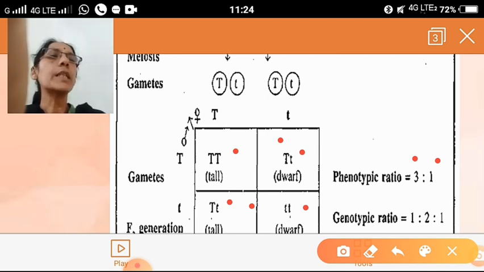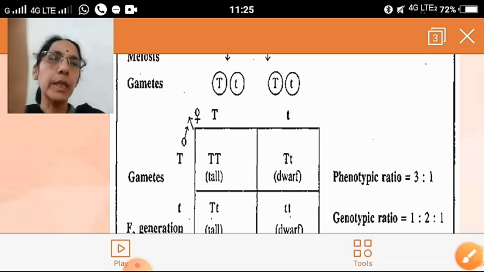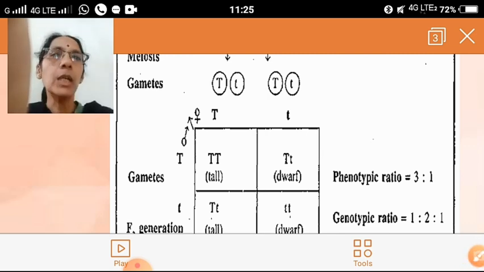What is the genotypic ratio? One is homozygous tall, whereas these two are heterozygous tall and only one is dwarf. So the genotypic ratio is 1:2:1. This is clear. For a monohybrid cross, always the phenotypic ratio is 3:1 and the genotypic ratio is 1:2:1.